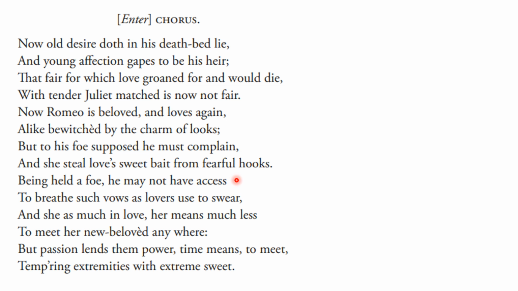Basically, because he's an enemy, Romeo has no chance to see Juliet and say the things a lover normally says, so the normal vows, because of the feud. And Juliet's just as much in love as he is, but she has even less opportunity to meet her lover. That's a kind of comment on the gender inequality that she experiences as a woman, and particularly in light of the fact that her family want her to marry Paris.